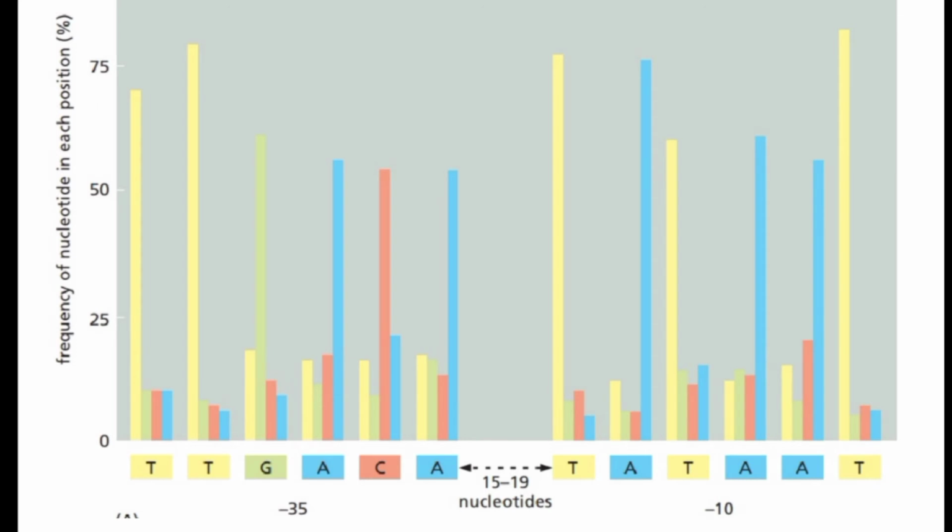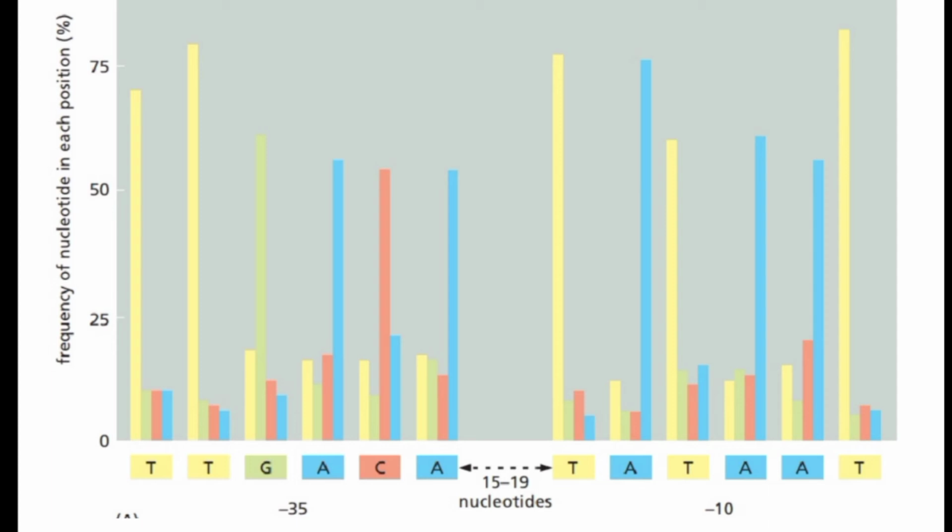Consensus sequence for the major class of E. coli promoters. The promoters are characterized by two hexameric DNA sequences, the -35 sequence and the -10 sequence, named for their approximate location relative to the start point of transcription, designated +1. For convenience, the nucleotide sequence of a single strand of DNA is shown. In reality, the RNA polymerase recognizes the promoter as double-stranded DNA.